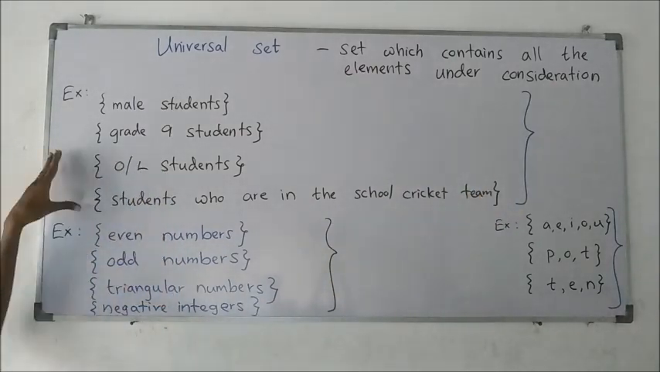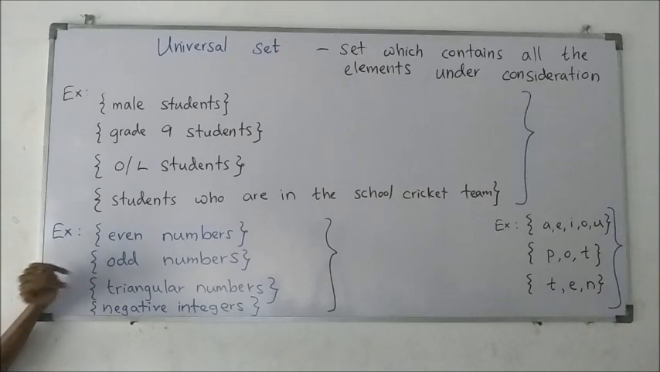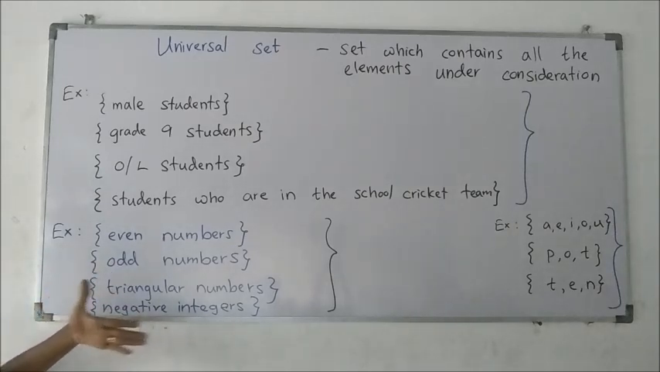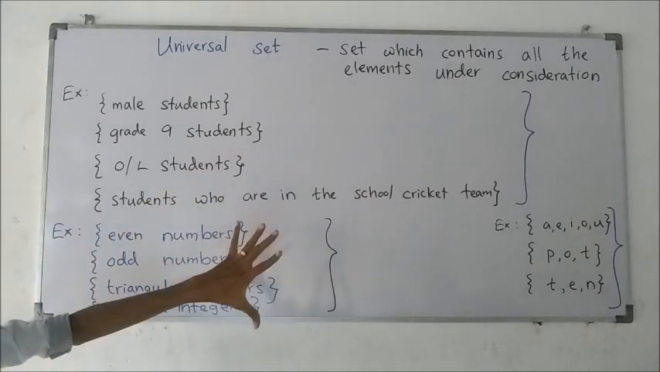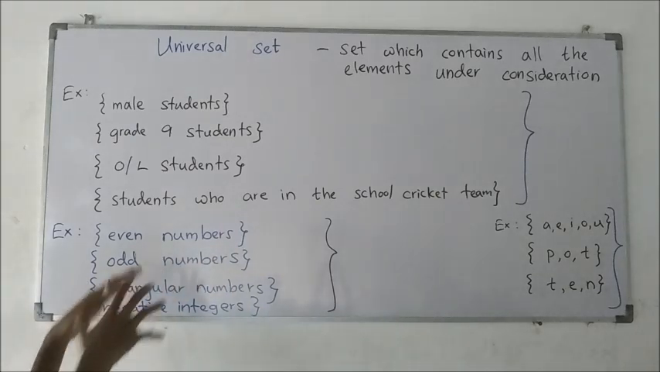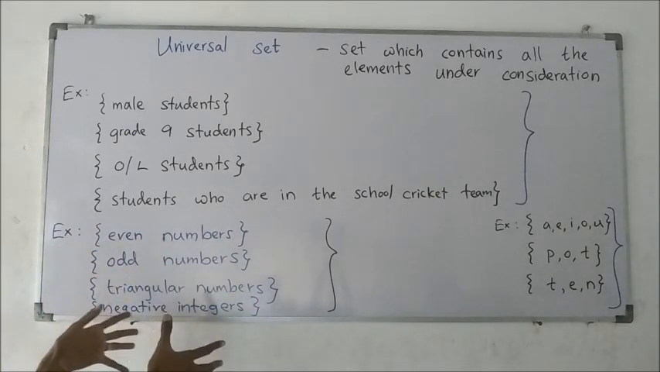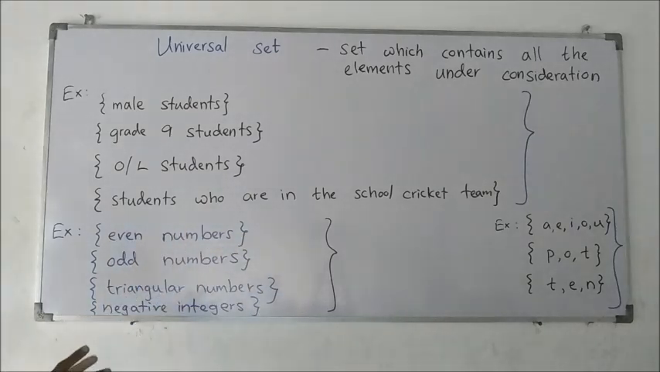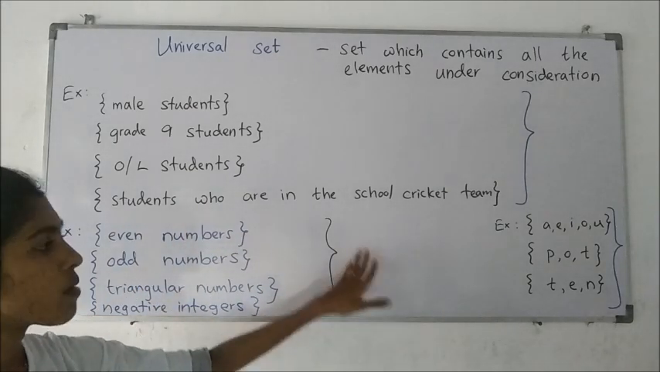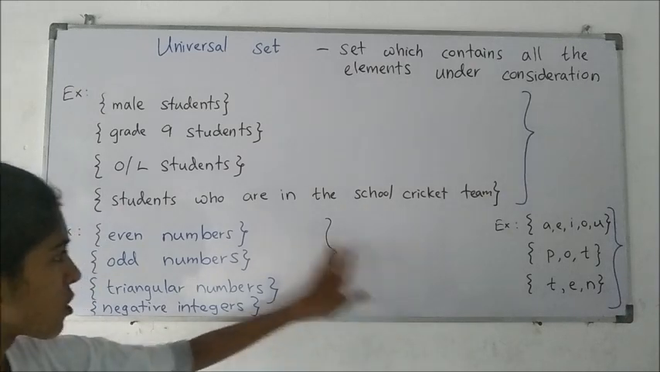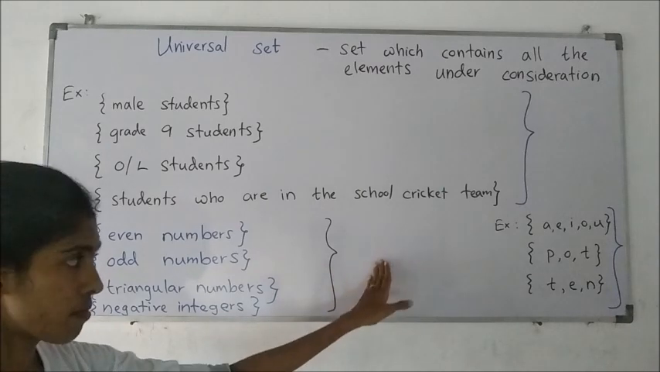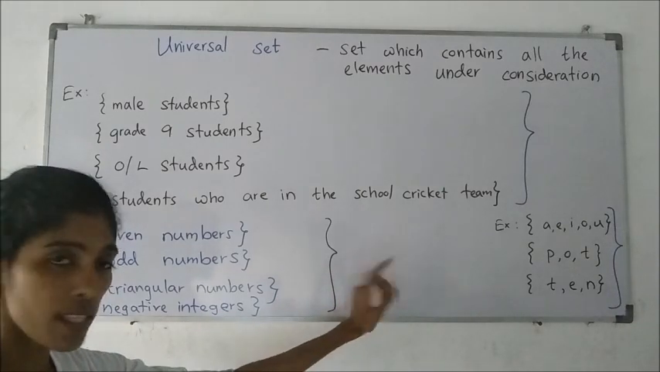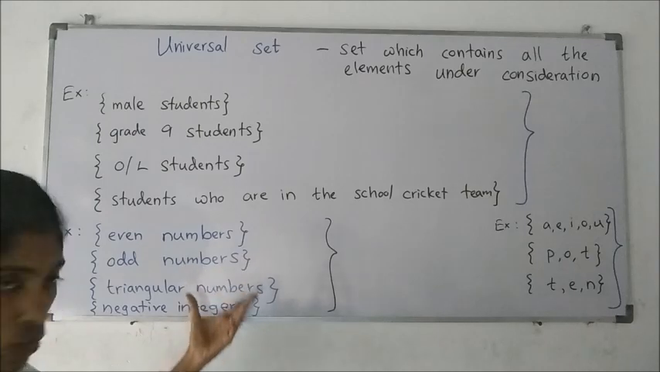Here is another example: even numbers, odd numbers, triangular numbers, square numbers, negative numbers. All these are numbers, no? So for all these we can write a universal set, a common set. That means all the elements which belong to these belong to that main set also. That main set is what? Integers. In integers all these numbers can be seen. We cannot write letters of the English alphabet here, because these are just numbers.